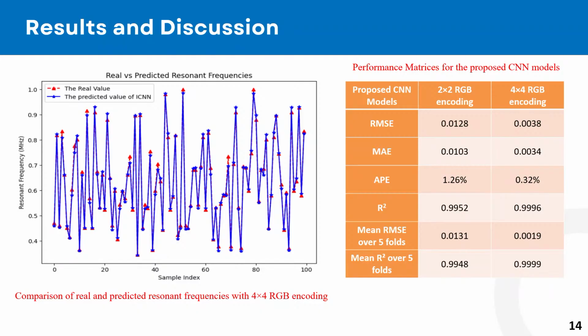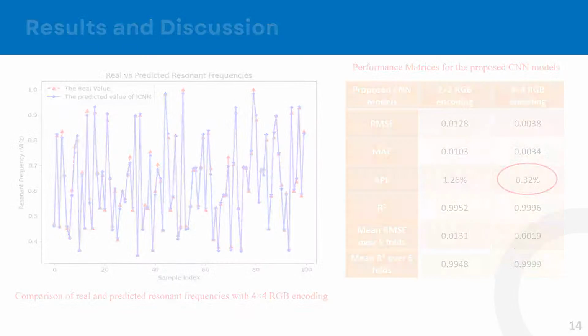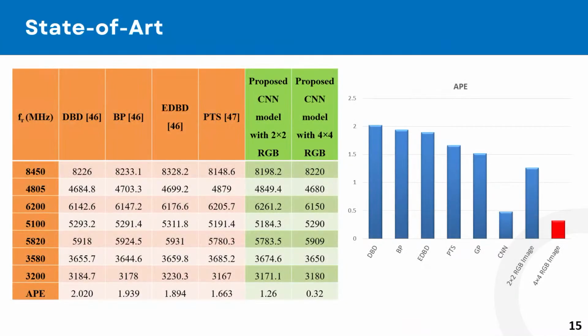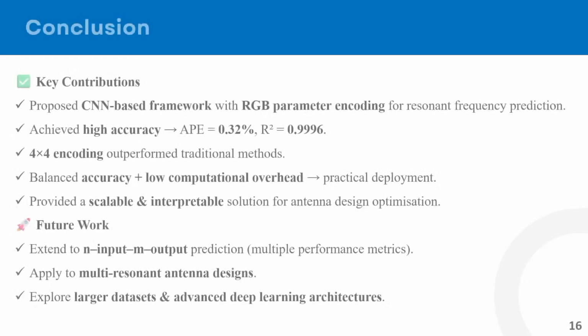The most important part is the APE that we are getting, which is 0.32%, very small compared to all the work that has already been published in the literature review. So our work is getting 0.32% APE, which is much lower as compared to the others.